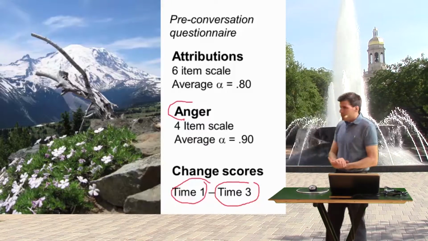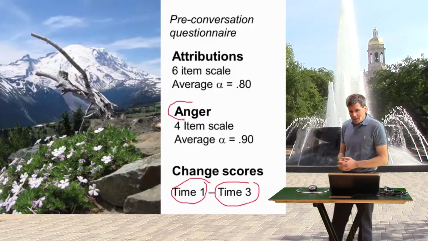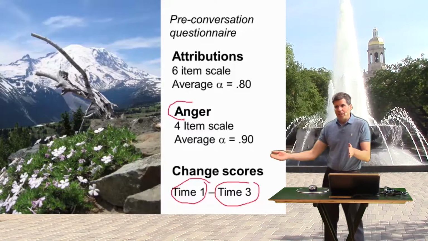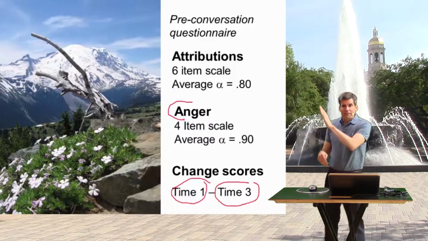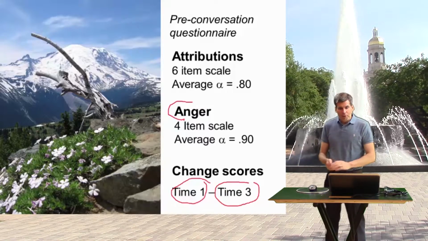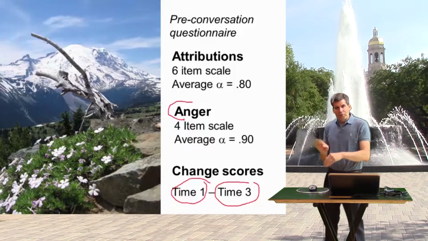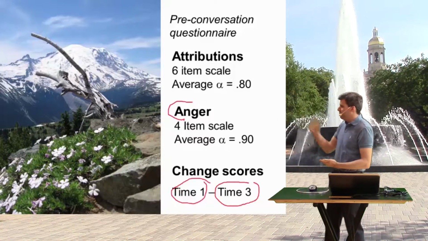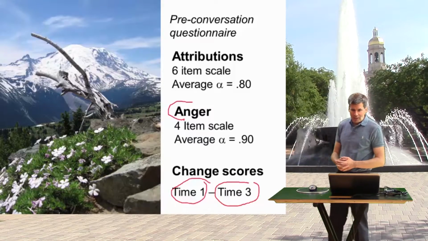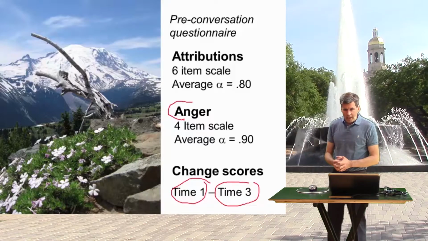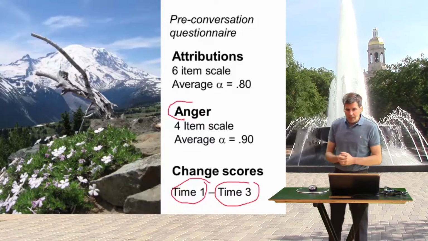In retrospect, I suppose it might have made more sense to take time 3 minus time 1, because the way I have it, time 1 minus time 3, if there's a positive attribution score, it means your attribution is going down. Or if there's a positive score for anger, it means your anger is going down. Or if you get a negative attribution score, it means it's going up. That's because I'm going time 1 minus time 3. If I flipped it around, it would be the other way. So we've got attribution change and anger change.